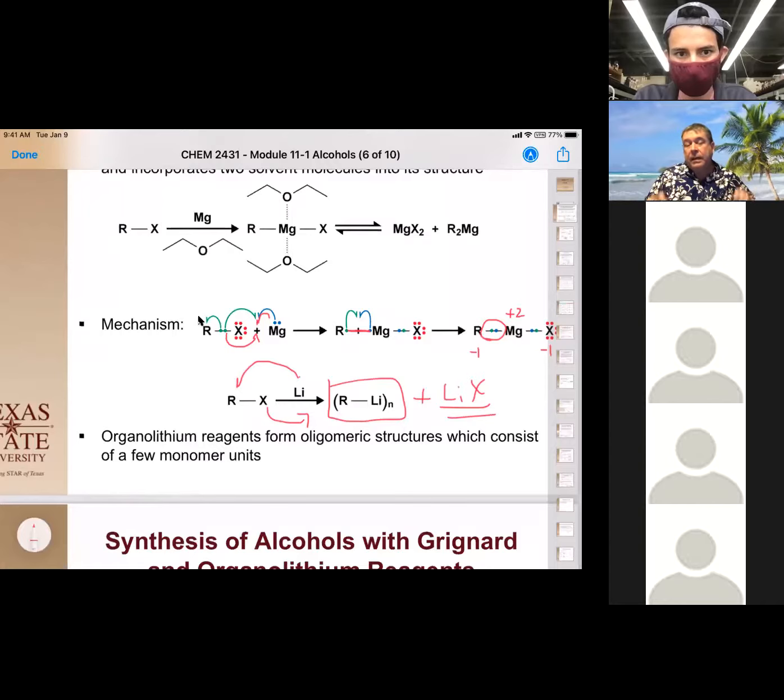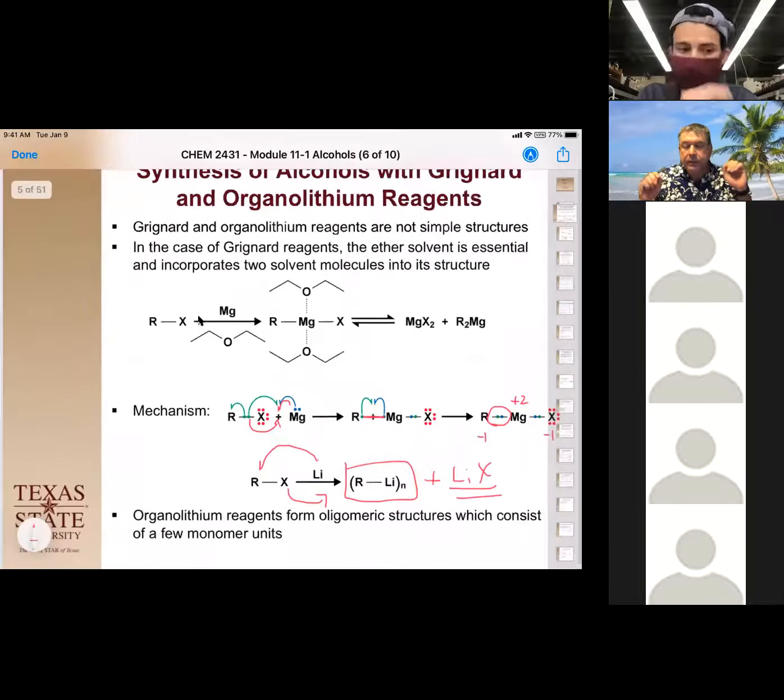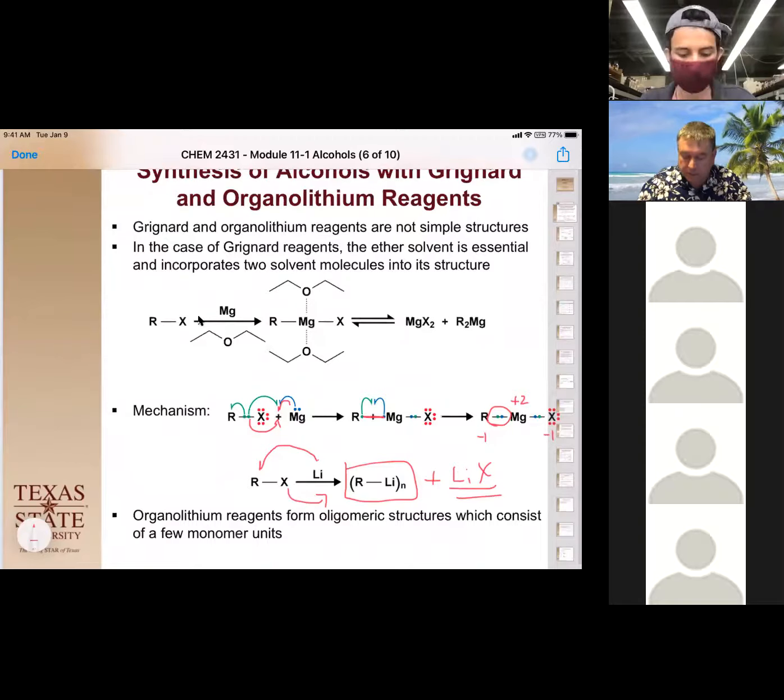Now these don't need that stabilization to maintain the lithium ion. It's a smaller ion and it only has a +1 charge. And so we can actually make these organolithium reagents in things like hexane or butane or toluene. So they don't have to have that ether in them that is practically a requirement for all of the Grignard reactions. Okay, so do you see how we made these reactions now? Okay, all right, moving on.